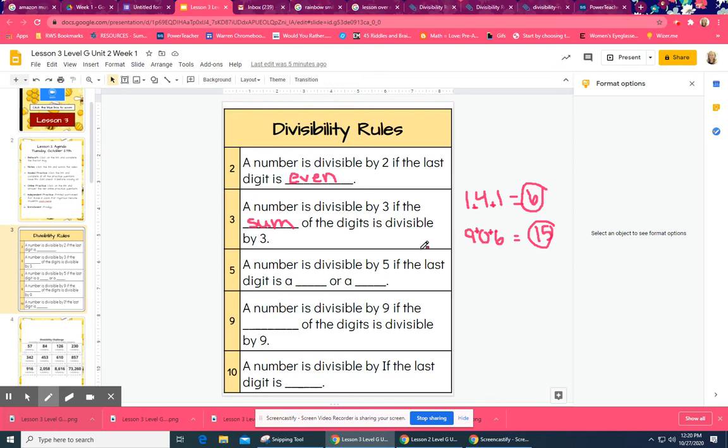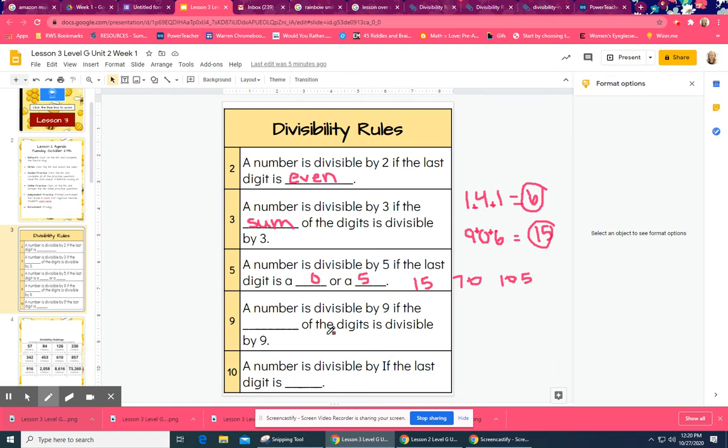5 is an easy one. A number is divisible by 5 if the last digit is a 0 or a 5. So like 15, 70, 105. If it ends with a 0 or a 5, then 5 can go into it.